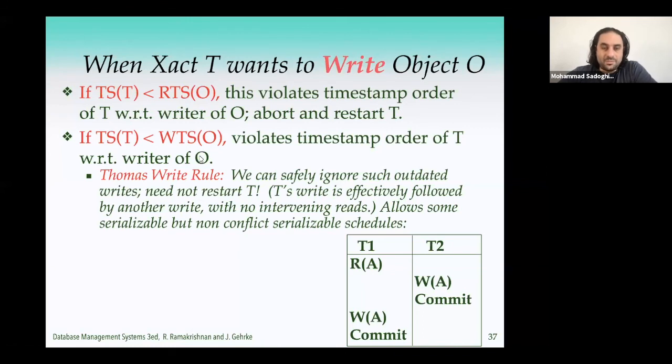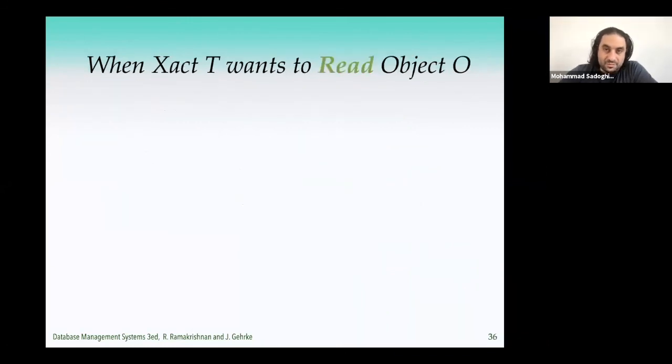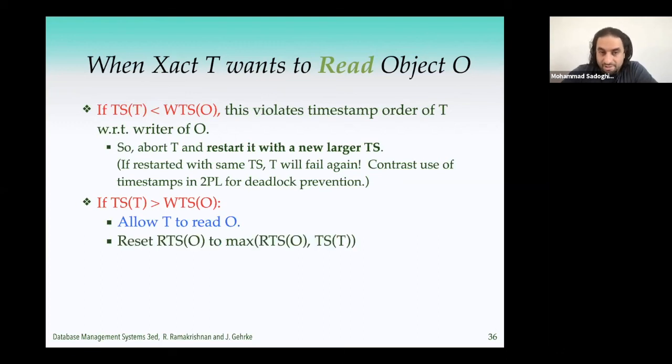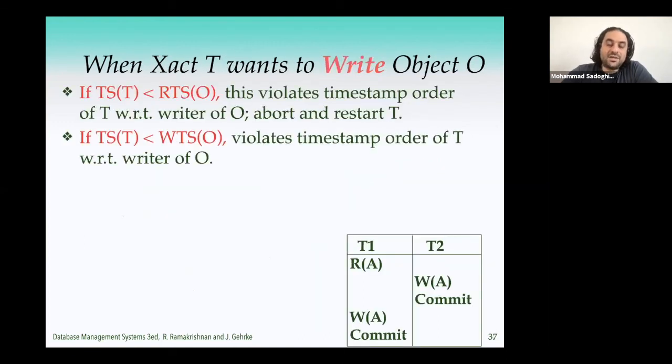But the gist of the read was simple: I can only read something that is visible to me. And if I am able to read something that is visible to me, I should update the read timestamp of that record. And in terms of write, two simple conditions, which can be combined into one: I can only write if what I'm writing to has not been read by a newer transaction or has not been written by a newer writer.